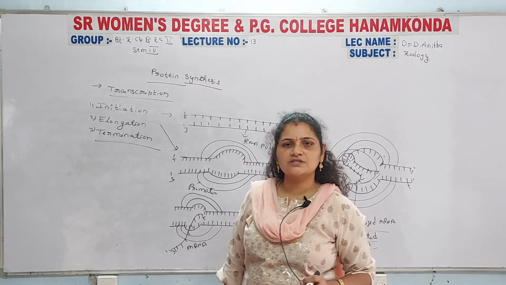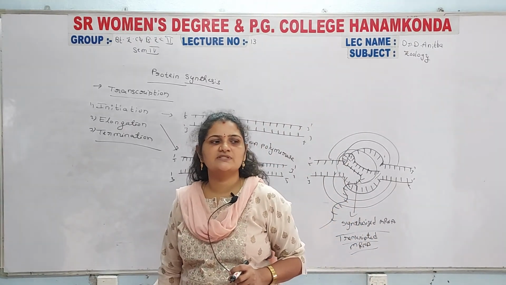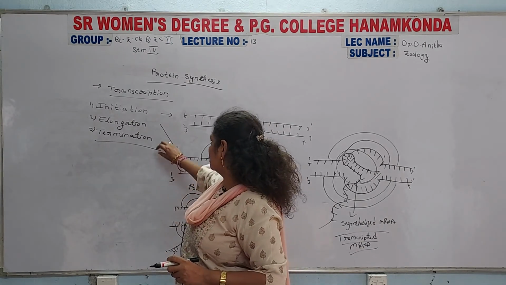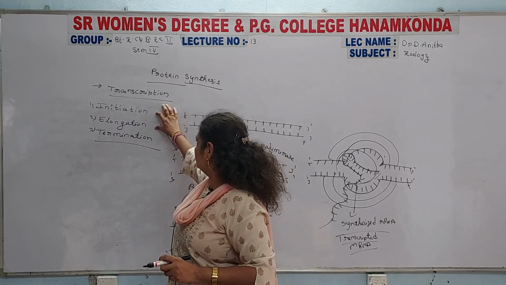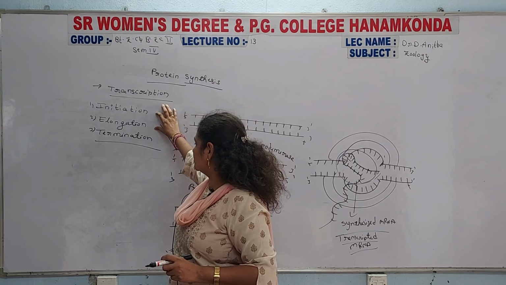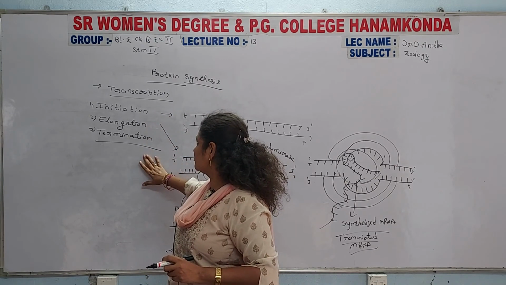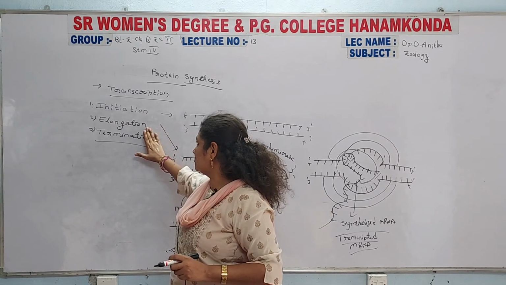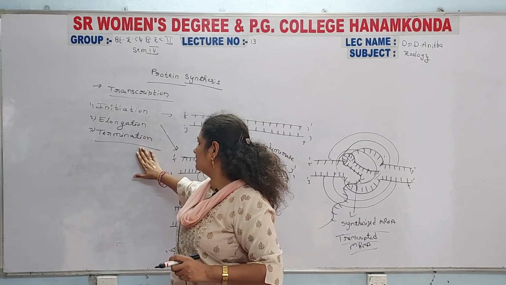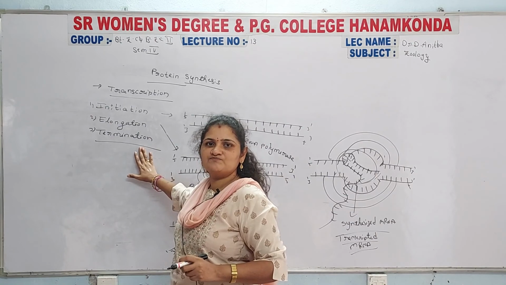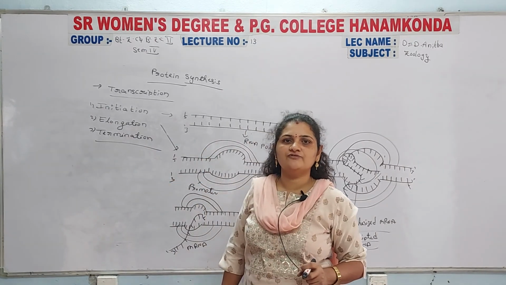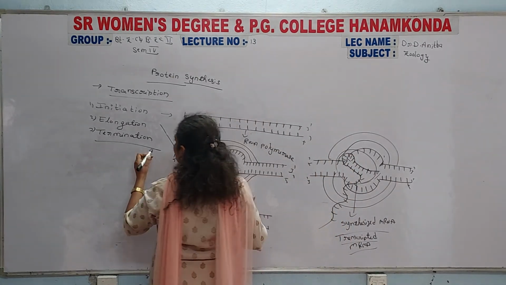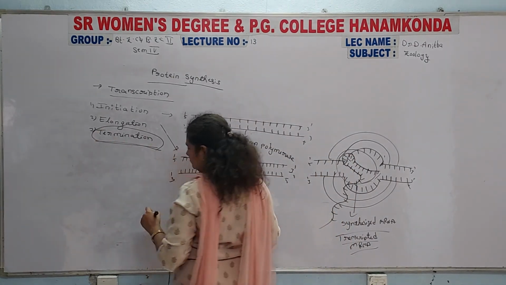This transcription takes place between the DNA and the messenger RNA. It is mainly presented in the form of initiation, elongation and termination. Initiation is the commencement, the starting of the process, elongation is the continuation process, and termination is the end process. At the end of termination, the complete information has entered into the mRNA. That process is considered termination.